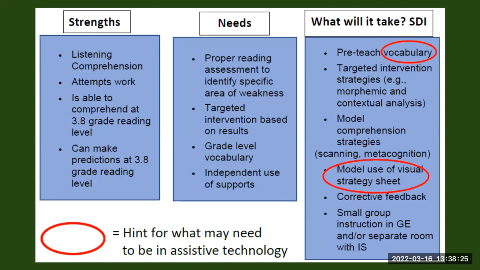Now you'll notice the things that we have circled in red are the things that could be a hint for us about what we may need to list in assistive tech. We said we need to pre-teach vocabulary. Well, does it make sense that he would be given a vocabulary list or a word bank? Does it make sense that if we're going to model the use of a visual strategy sheet, then it makes sense that he would need that visual strategy sheet as one of the pieces of assistive technology.